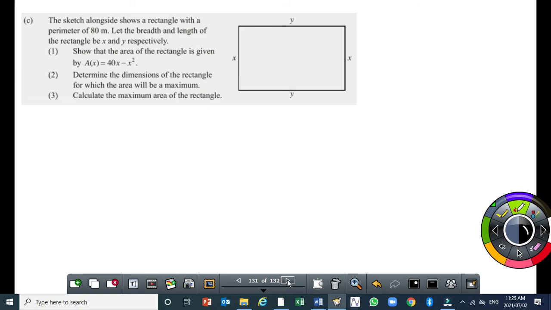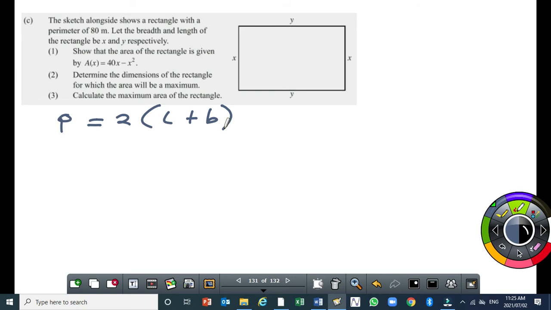So here, the perimeter. What's the formula for the perimeter of a rectangle? It's 2 times L plus B. Right? So, listen. Sorry, can you tell her to pay attention? Sit down and pay attention.